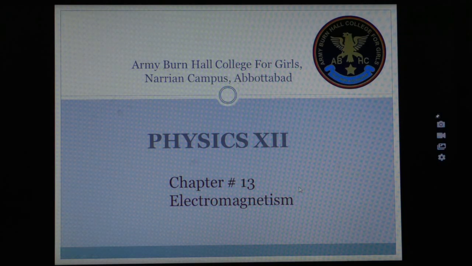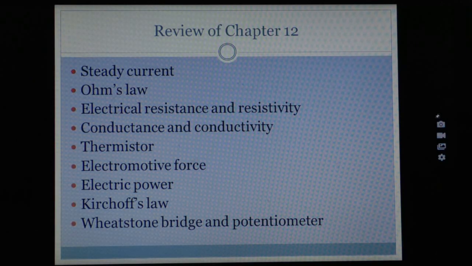Its name is Electromagnetism. Before delivering today's lecture, I want to review the previous chapter.